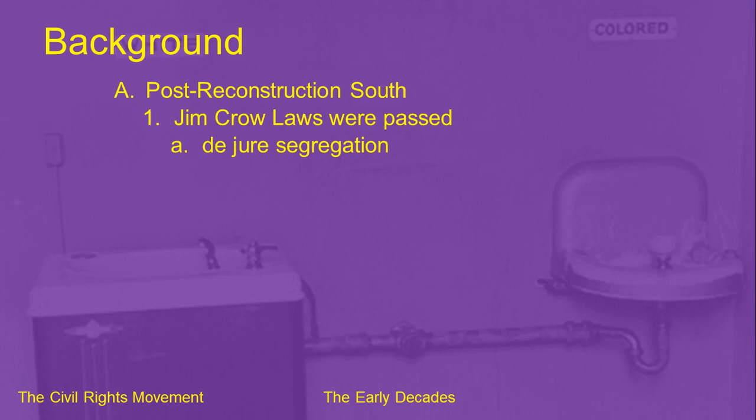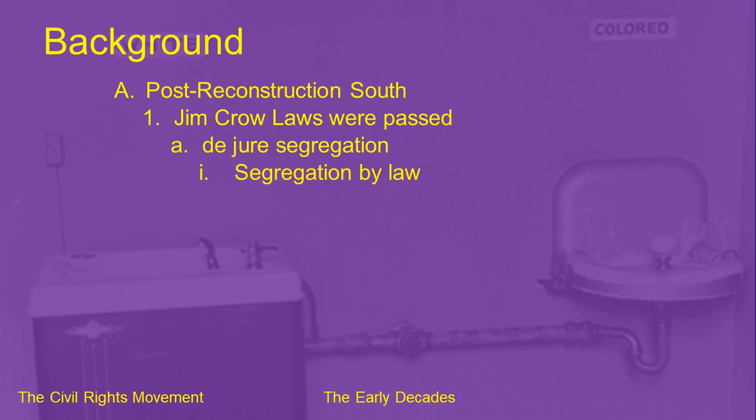If you remember back to the Gilded Age and the post-Reconstruction era, the South enacted what we came to call the Jim Crow laws. Those were the laws that instituted what's called de jure segregation. De jure is a Latin term, and it means by law. So this is segregation by law. And so it was legal.